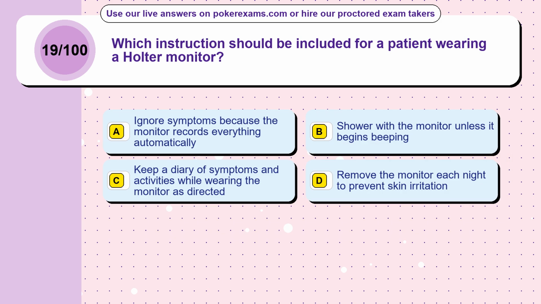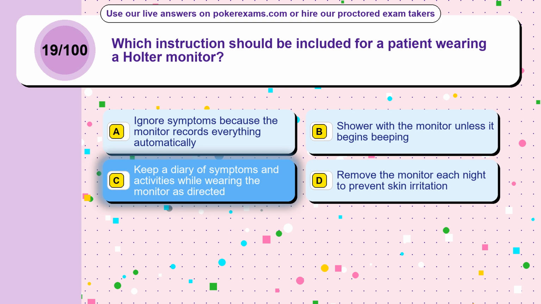Question 19. Which instruction should be included for a patient wearing a Holter monitor? Option A. Ignore symptoms because the monitor records everything automatically. Option B. Shower with the monitor unless it begins beeping. Option C. Keep a diary of symptoms and activities while wearing the monitor as directed. Option D. Remove the monitor each night to prevent skin irritation. The correct answer is option C.